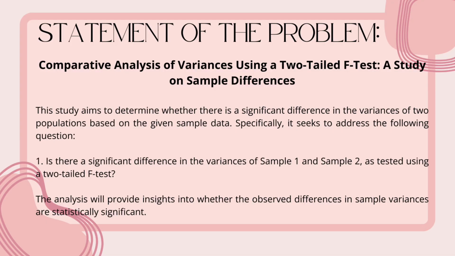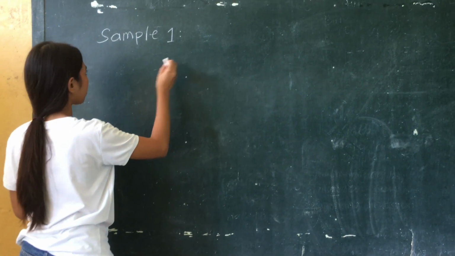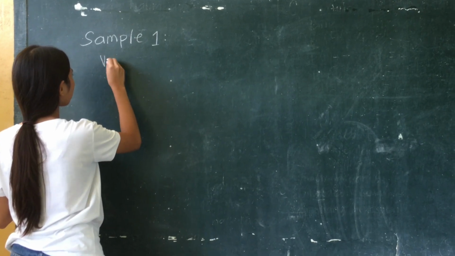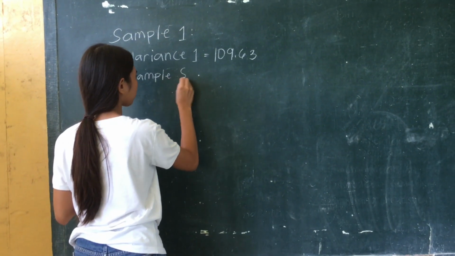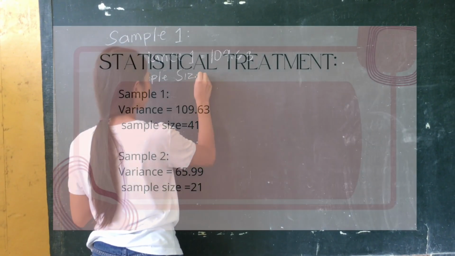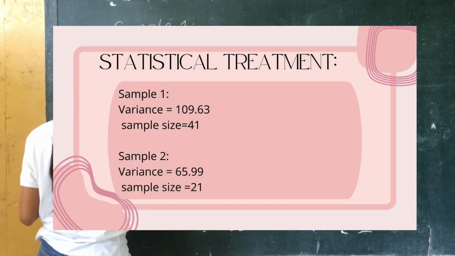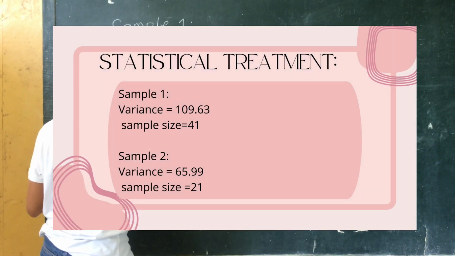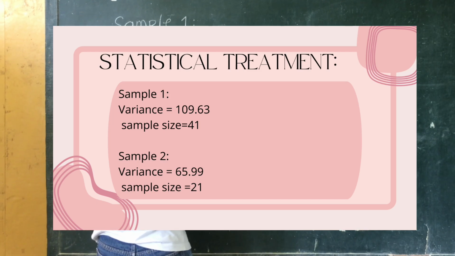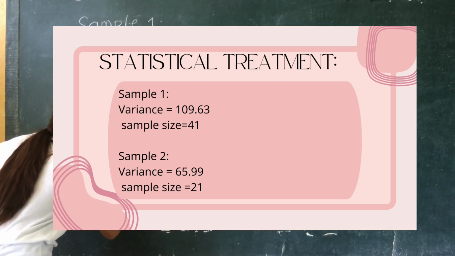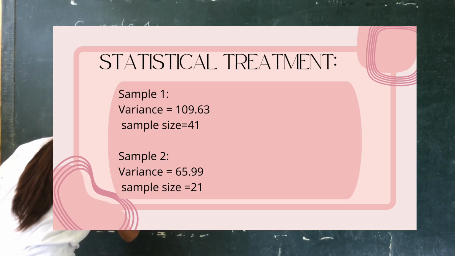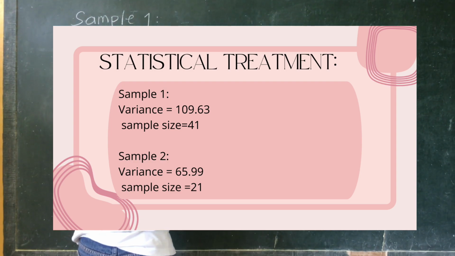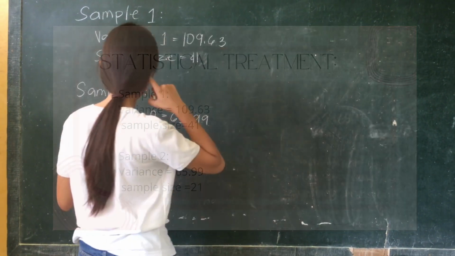Here is the sample problem. Conduct a two-tailed F-test on the following samples. Sample 1, variance is equal to 109.63, the sample size is 41. Sample 2, variance is equal to 65.99 and the sample size is 21.